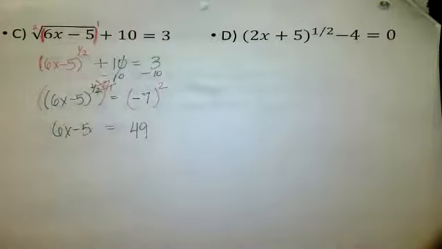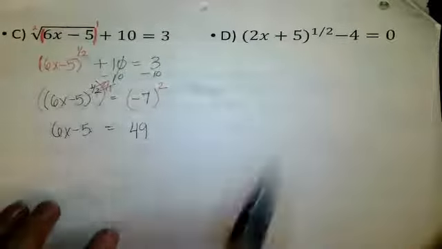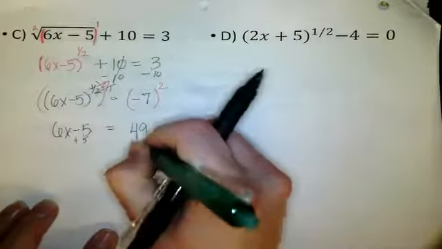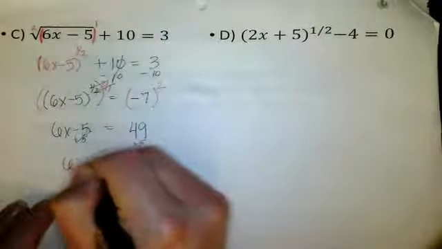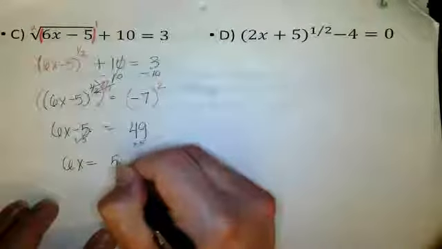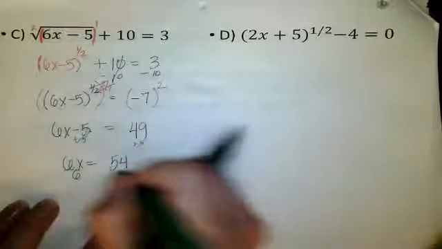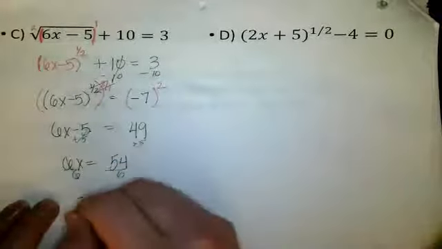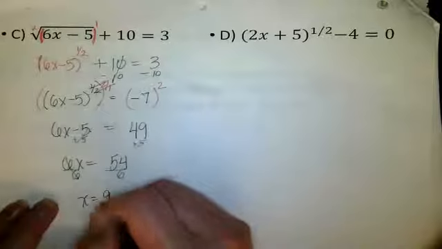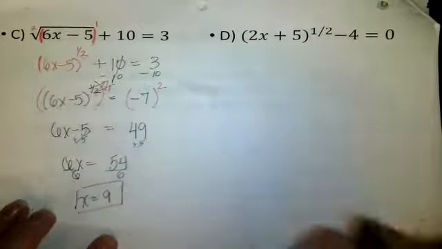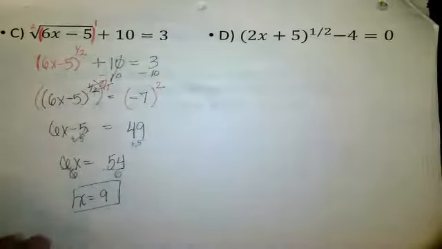We have not yet solved for x, so what should we do to solve for x? Add the 5. So I have 6x equals 54, and then divide by 6. So we get x equals 9. All right. Again, you need to check your answers.